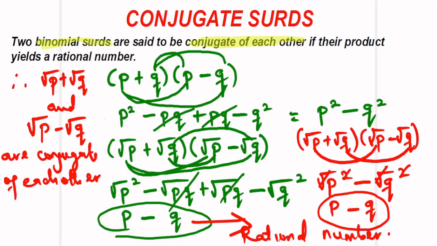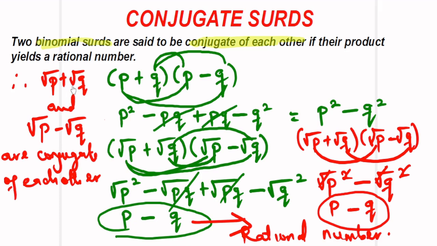So I want us to observe something. For conjugate surds, the values are always the same. The only difference is the sign. Here we have root p, we also have root p here. Here we have root q, we also have root q here. So if we're looking for the conjugate of root p plus root q, it is root p minus root q. The only difference is the sign. Now if we look for the conjugate of root p minus root q, the conjugate will be root p plus root q. The same thing applies.